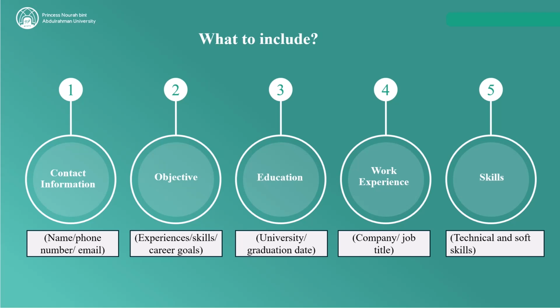And then we have work experience. Here you can list your previous job starting with the most recent one, write your job title, company name, dates, and also you can add a short description of what you did. And then finally we have skills. Here you can write about the skills that are useful for the job you are applying for, like computer skills or teamwork.